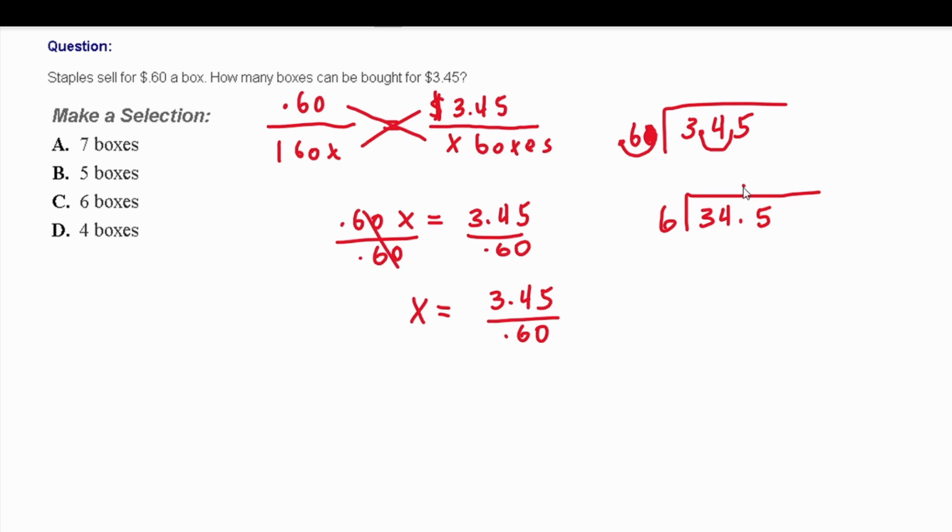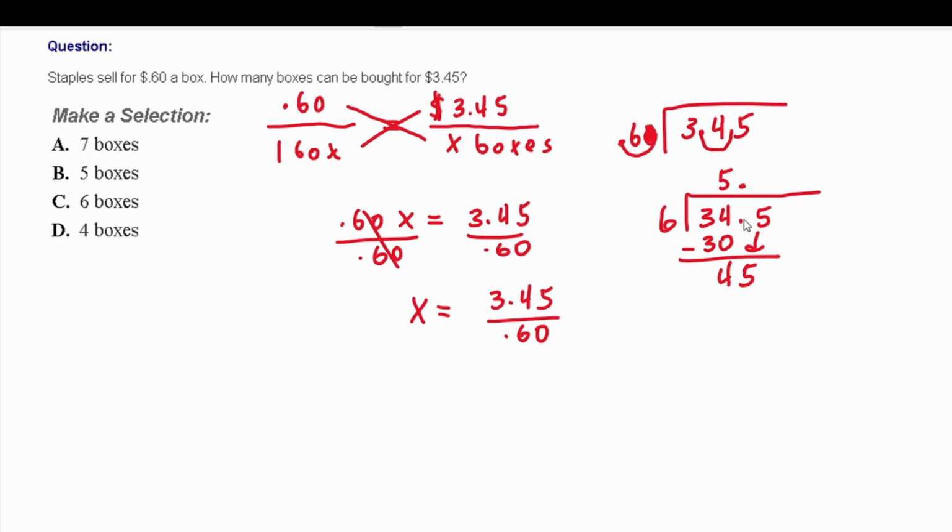And now we can just bring our decimal in place and do this long division as if these were just whole numbers. So now we're asking ourselves, how many times does 6 go into 3? It doesn't. How many times does 6 go into 34? 6 times 5 is 30. 6 times 6 is 36. So we know this is going to be 5. 6 times 5 is 30. 34 minus 30 is going to be 4. And now we can drop down this 5.